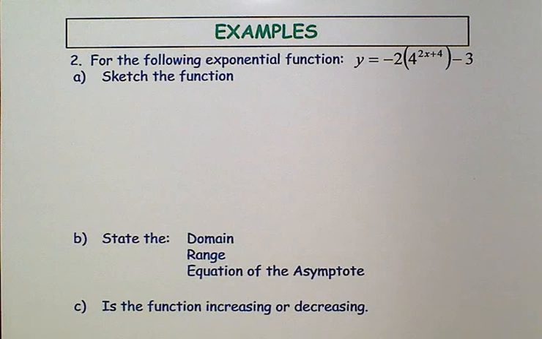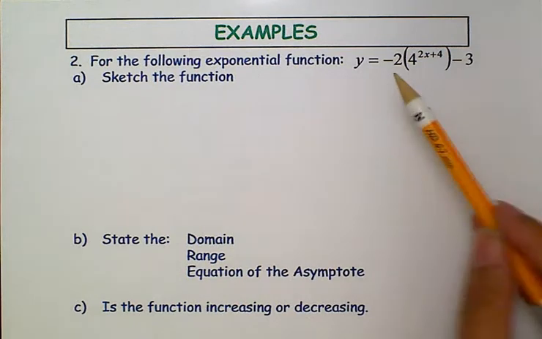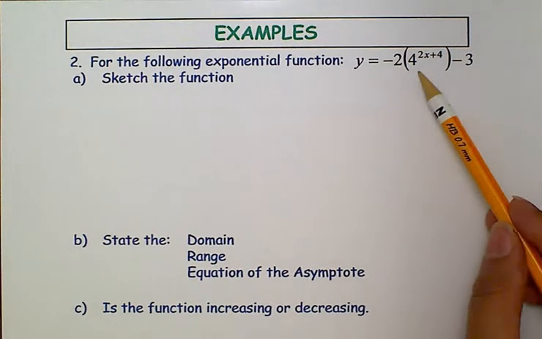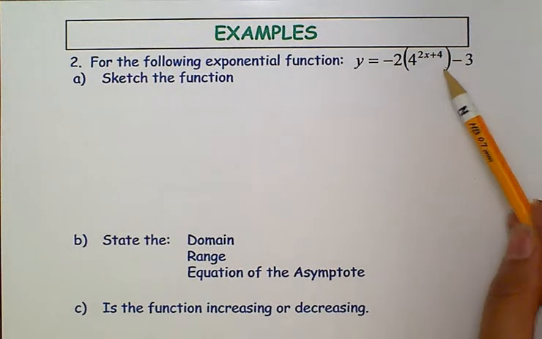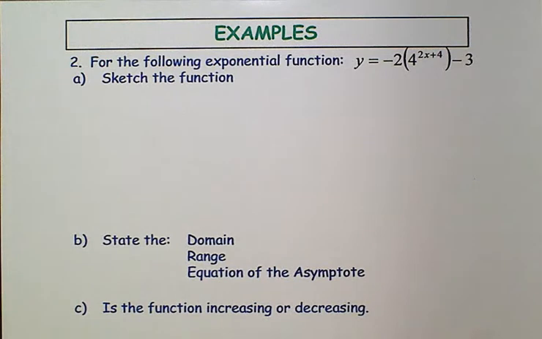Okay, here's our second example, and it looks at another exponential function with other transformations applied to it. For the exponential function, y equals negative 2 times 4 to the exponent 2x plus 4, and then minus 3. Again, remember that we need to figure out what the base function is first, and the base function has the exponents applied to it.